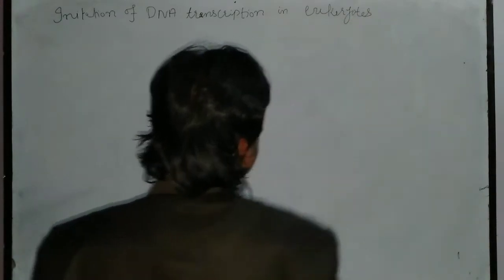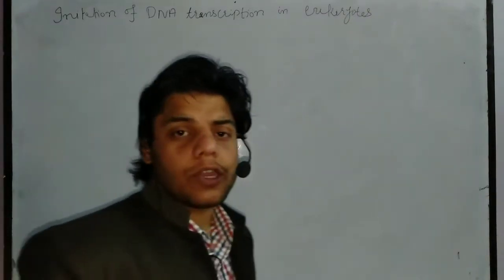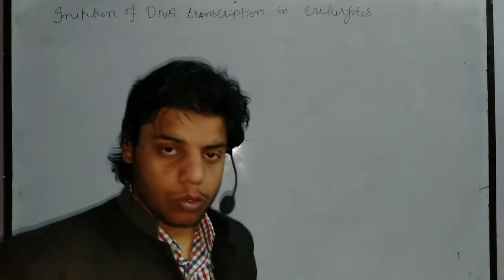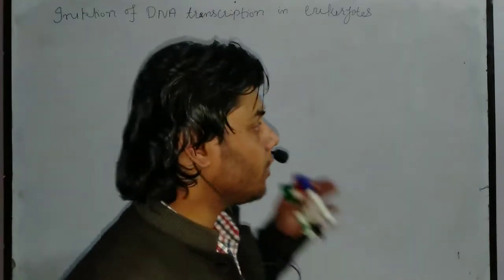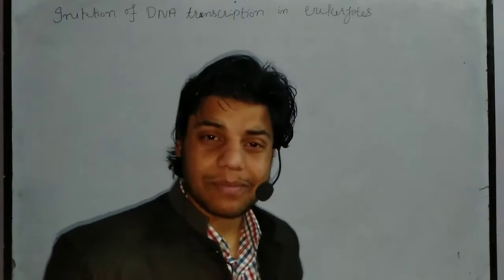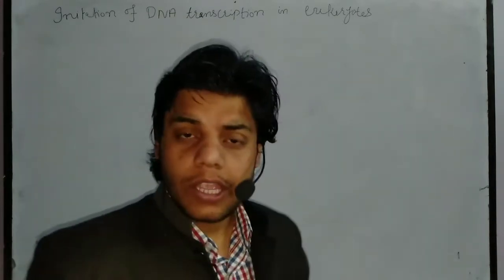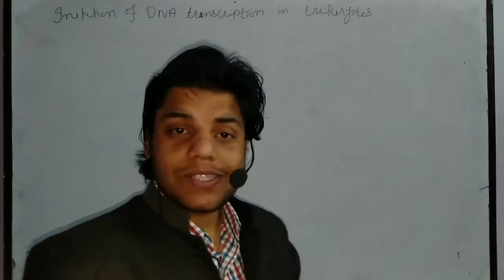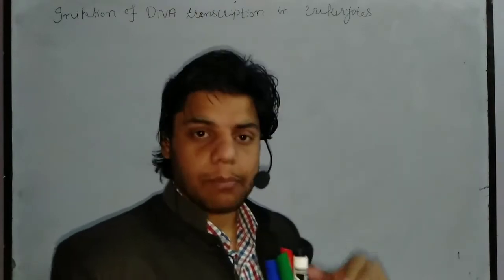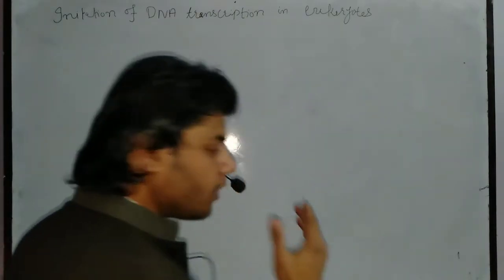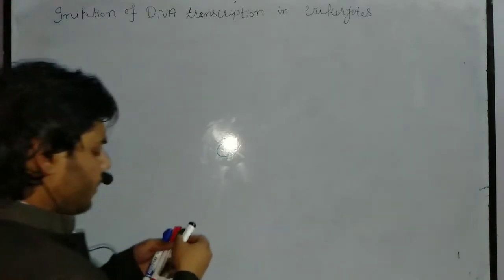Now, how is initiation of DNA transcription involved in case of the eukaryote? So let me write. Okay, guys, how does the initiation of DNA transcription occur in case of the eukaryotes? First of all, I will write some of the requirements of the initiation of DNA transcription: what kinds of enzymes and proteins are involved, and what are the main sequences which are required in initiation of DNA transcription. Then we will explain it step by step. In this case, we need RNA polymerase 2. So let me write here.